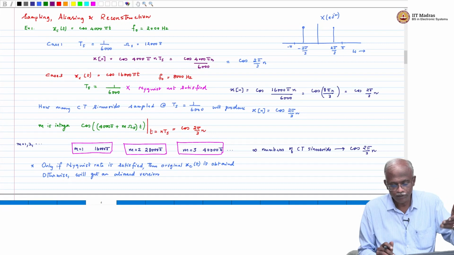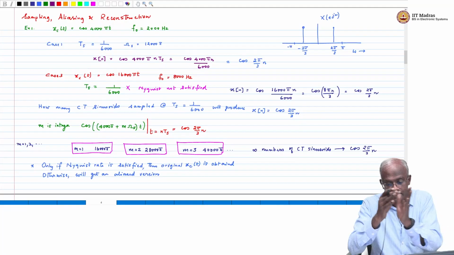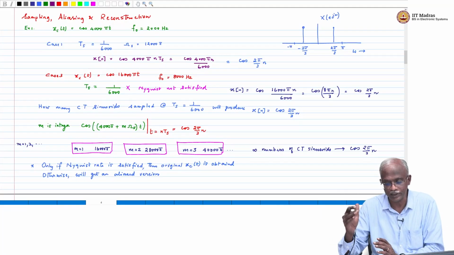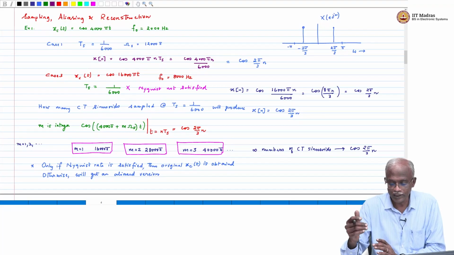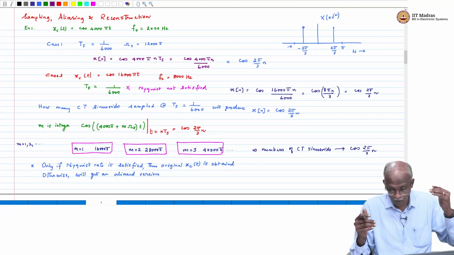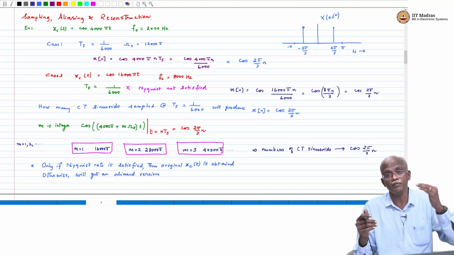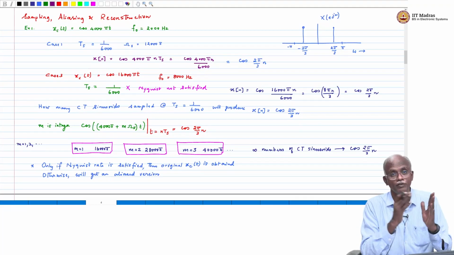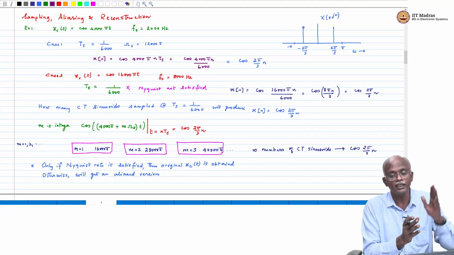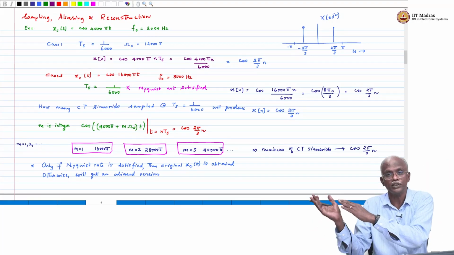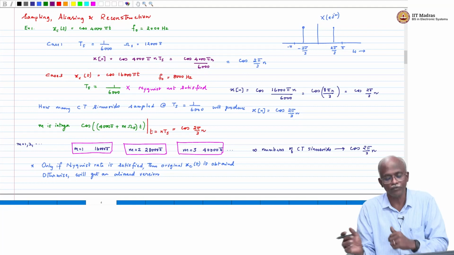And by the same token, we also observed that when you did Nyquist sampling, the discrete time function was cosine 2 pi by 3. Now, cosine 2 pi by 3 can be obtained by the same sampling frequency, but with different input signals. And the reason you are able to map it is because of aliasing, and what you are finding is that multiple continuous time frequencies can get mapped to the same discrete time frequency because of aliasing.